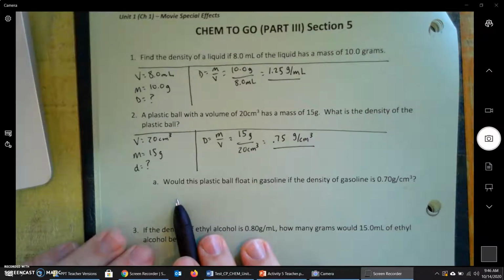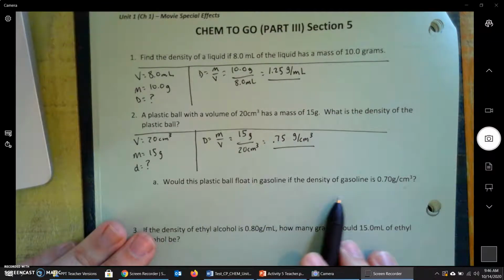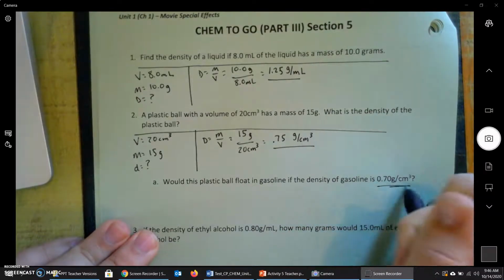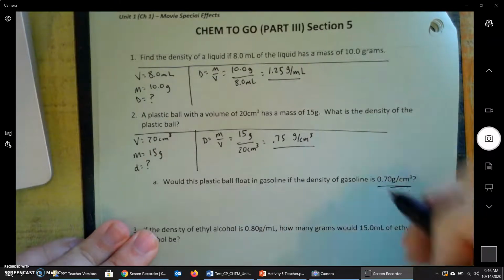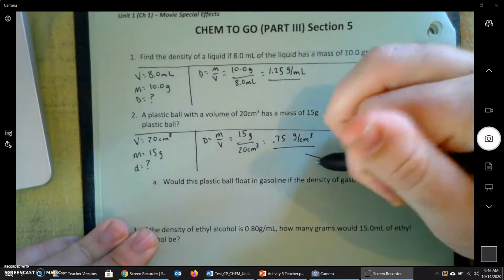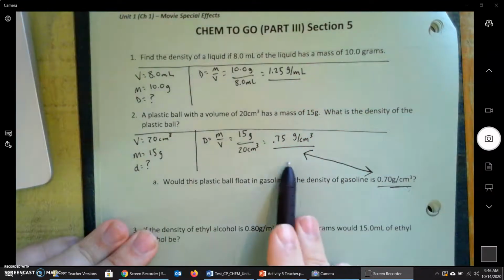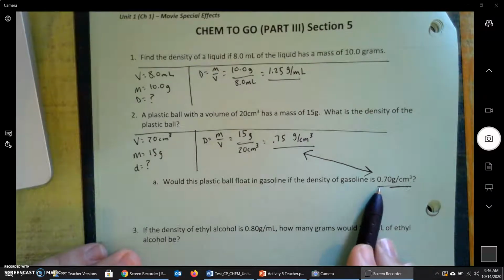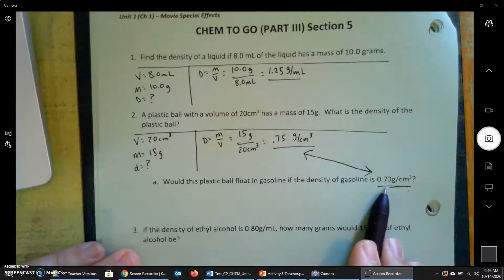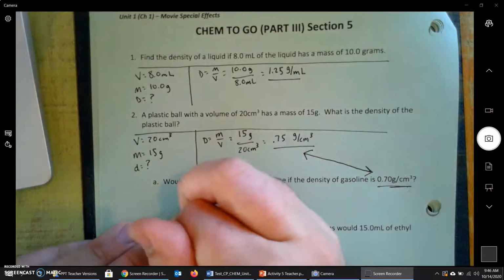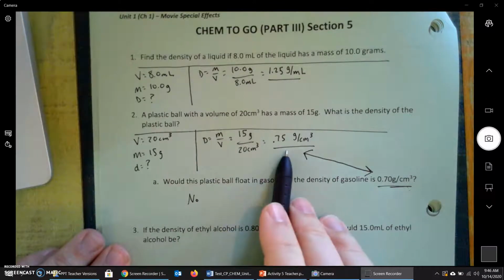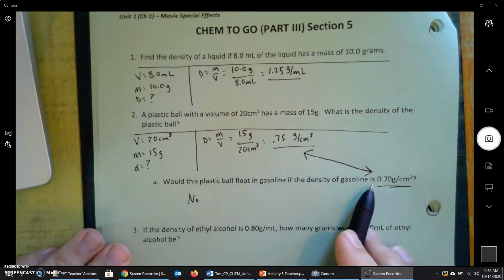Question 2a says, would this plastic ball float in gasoline if the density of gasoline is 0.70 grams per centimeter cubed? So we're looking at these two numbers that I have underlined. Whichever one is more dense, or has a greater number for its density, is going to sink. Whichever one has a lower number for its density is going to float. So we can see that gasoline has a lower density, so no, the plastic ball will not float, right? Because the plastic ball is denser than the gasoline.